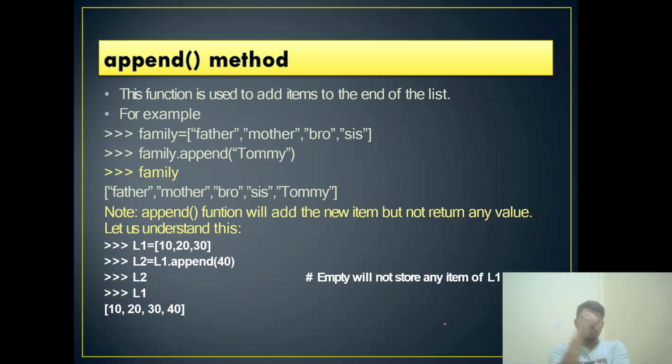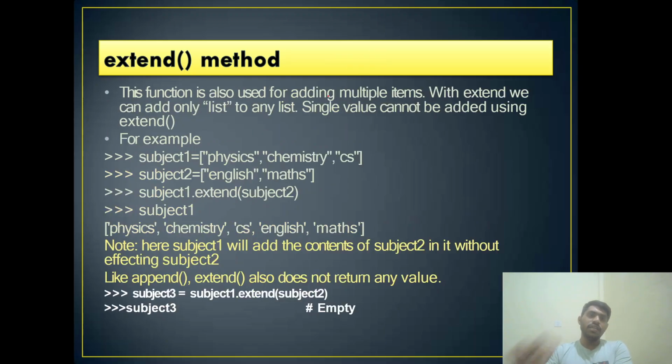So next one. Append: already you know that if you want to add a single element to the end of the list, you can go for the append method. Okay. Extend method adds multiple elements to the end of the list in the form of a list. You can see here subject 1, subject 2, subject 1 extend subject 2. Okay, so you can see here it will be added.